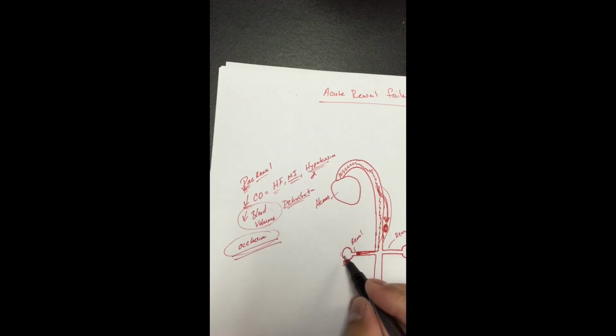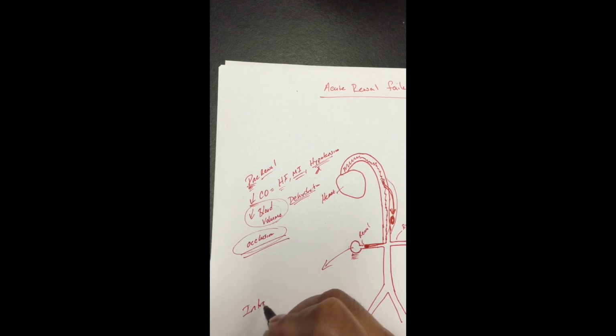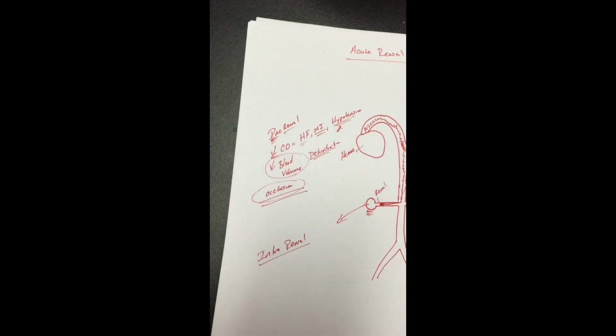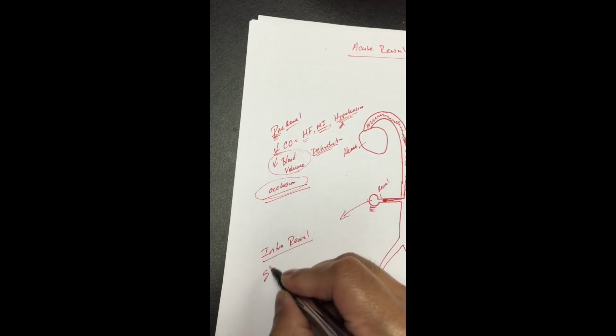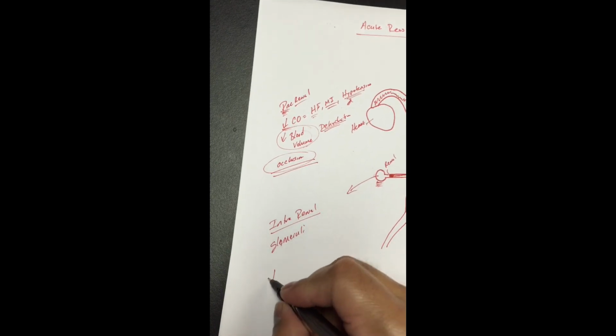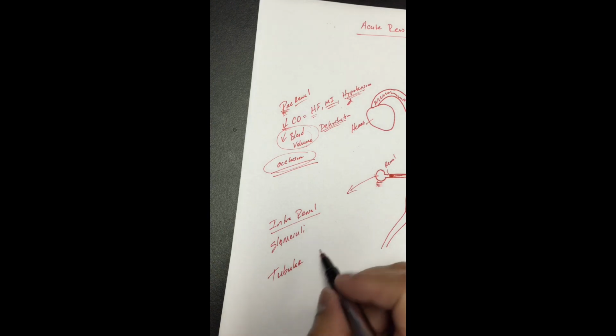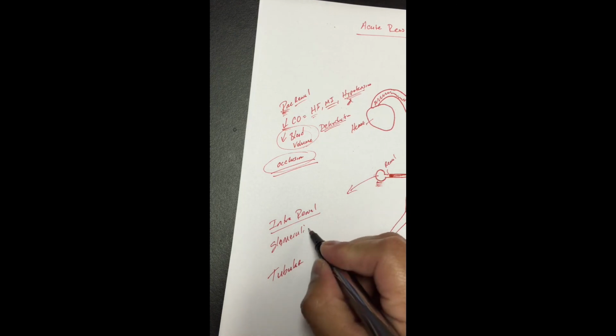So now let's get into intrarenal failure. Intrarenal failure means inside the kidney, so the actual kidney is being damaged. And in this case, we are concerned with two things: the glomeruli, or glomerulus, and number two, tubular damage, or the tubules becoming damaged.